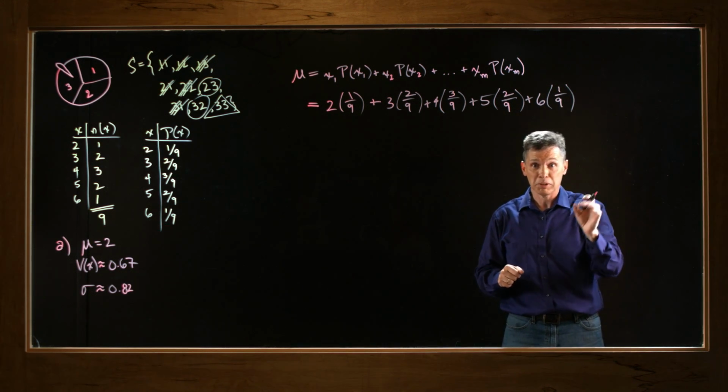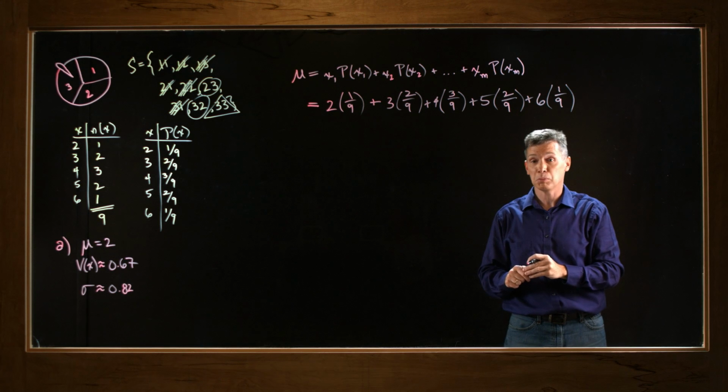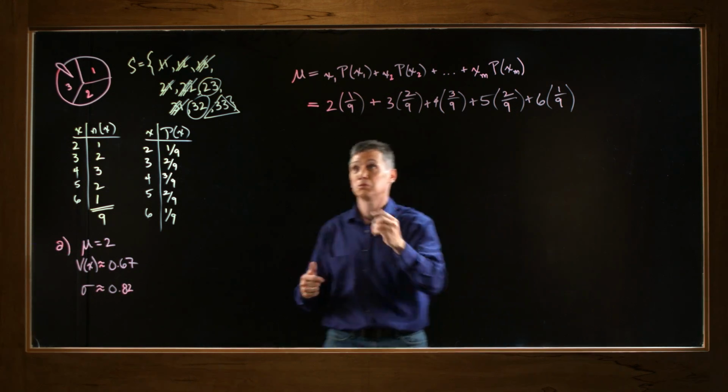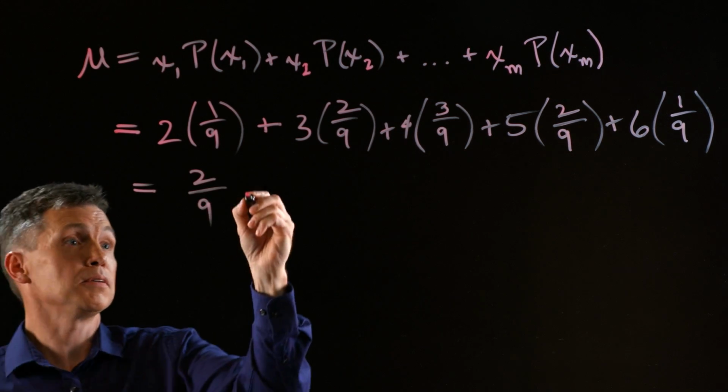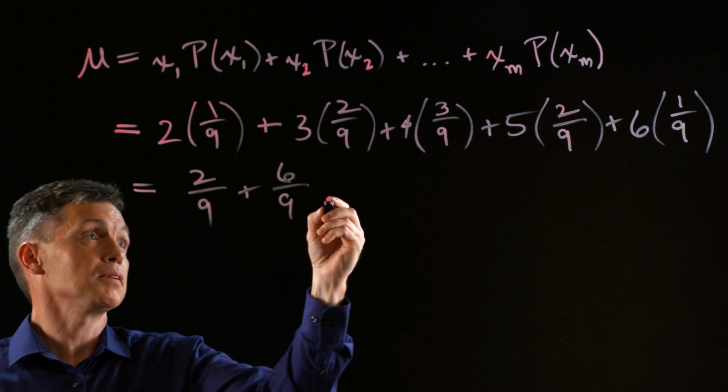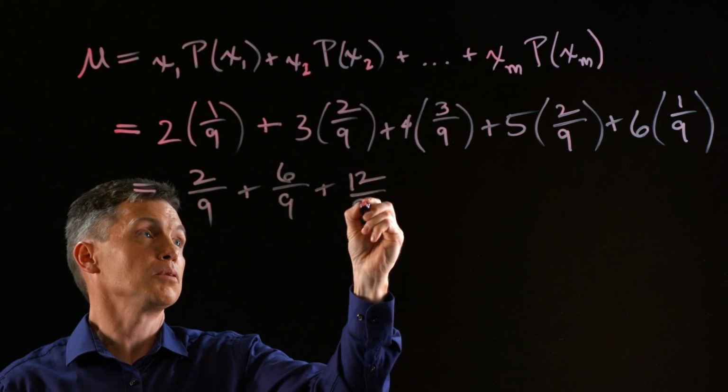Okay, so we have our formula. Hopefully put all the right pieces of the puzzle in the right place, and then it becomes arithmetic. So hopefully we feel pretty good by that point. 2/9. 6/9. 12/9.